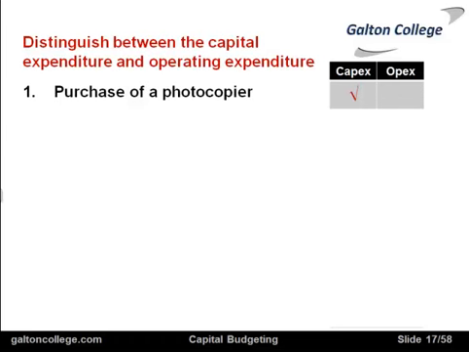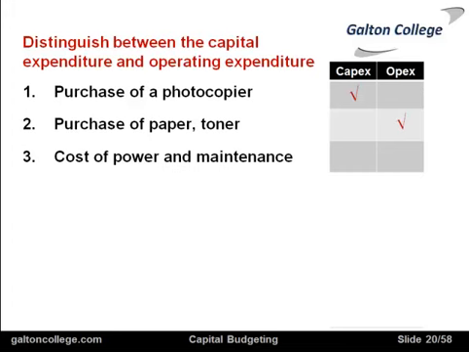Chances are we're going to have it for some time. We're not just going to have the photocopier for a very short period of time. Perhaps it's a long-term thing. Maybe a contract is for 4 or 5 years or whatever. The purchase of paper and toner for the photocopier, well, that's operational because short run. That depends on the day-to-day usage of the photocopier. The cost of power and maintenance, well, short run. So it's an operational expenditure.